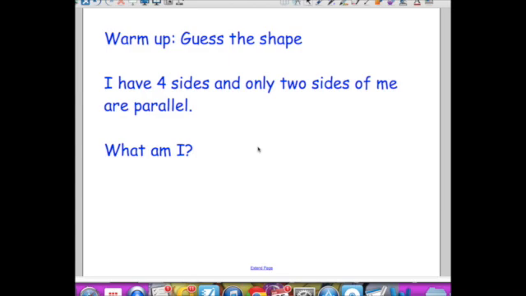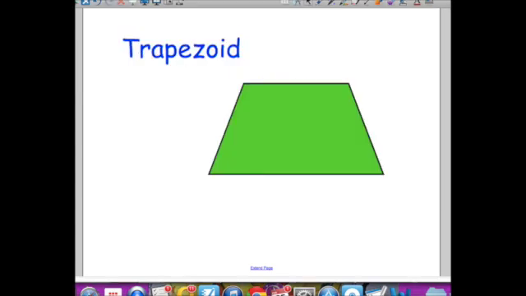If you're not sure what this answer is, though, you need to probably use your resources. So think about 4 sides and only 2 of them are parallel. Pause now to do some research. Okay, you're back, so you must know your answer. The answer is a trapezoid.